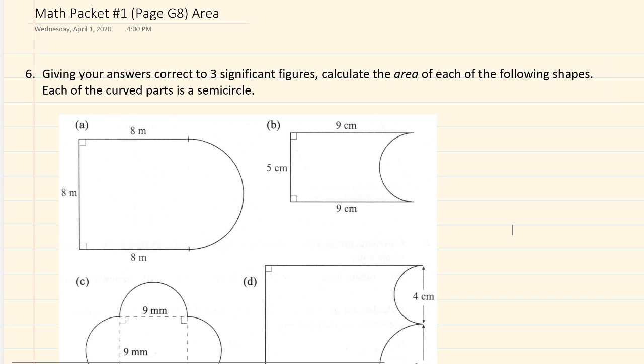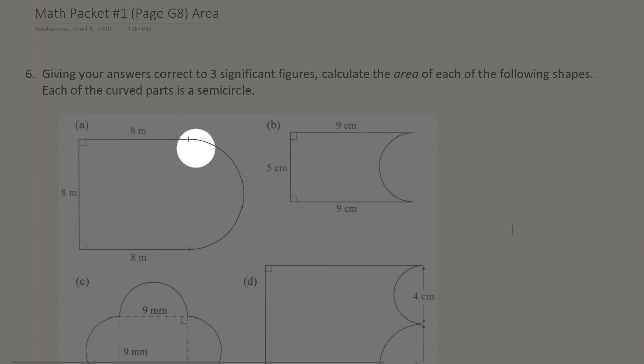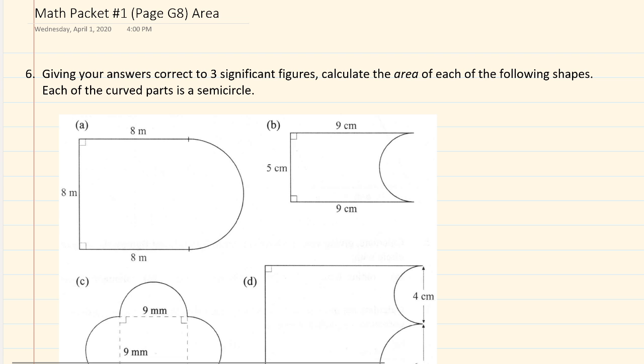This is page GAG for the geometry section in packet 1, and this is number 6. If you look at the picture, you can see that we have compound shapes. They're not just a square, but a semicircle added onto a square. So compound shapes, sometimes called composite shapes, depending on what textbook you read.